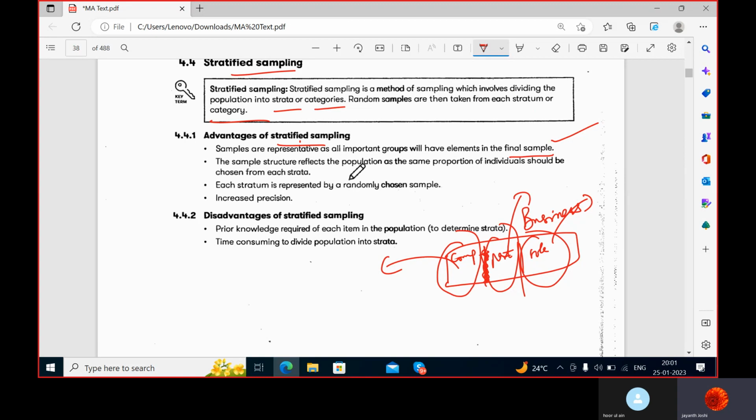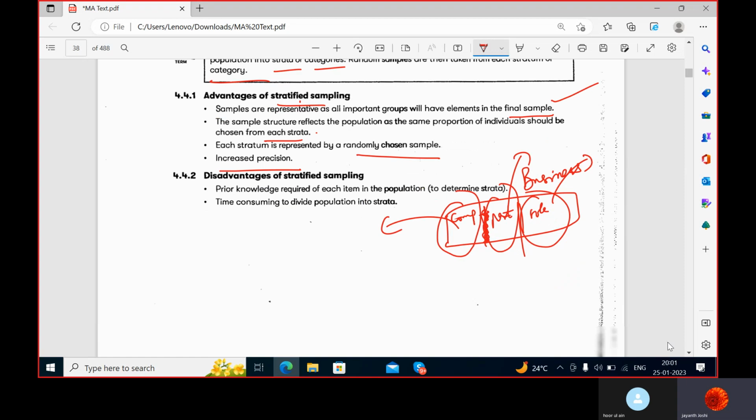So the sample structure reflects the population, as the same proportion of individuals should be chosen from each stratum. Each stratum is represented by a randomly chosen sample. Increased precision, of course, it is more precise now. Disadvantages: prior knowledge is required of each item in the population. That means you should have knowledge beforehand of what you're doing and which area you are looking into. And it's time consuming because you have to divide the population into strata.